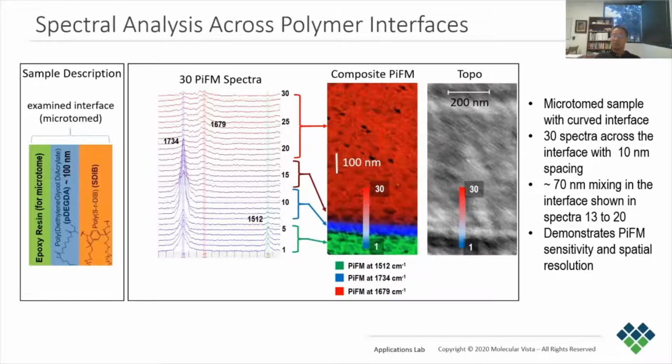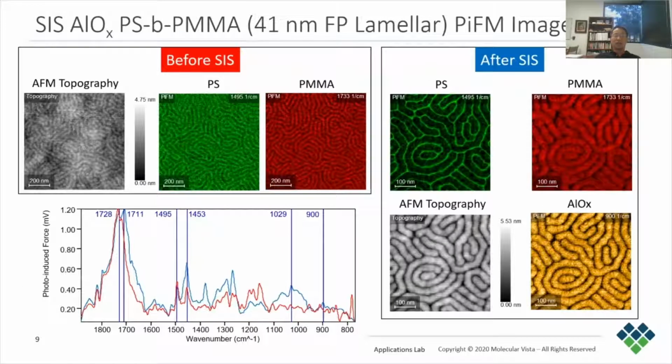We can see that each spectrum displays gradual changes in the 3 peaks used for chemical mapping, indicating that PiFM can measure local chemical information with at least 10 nanometers spatial resolution. In this slide, we show that PiFM works equally well with organic and inorganic molecules.